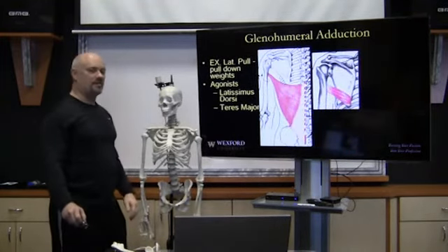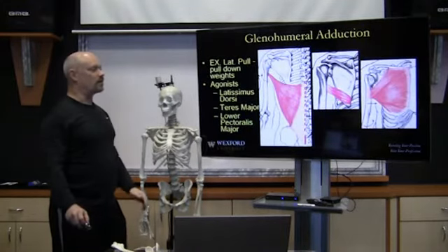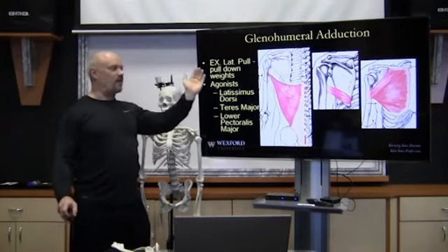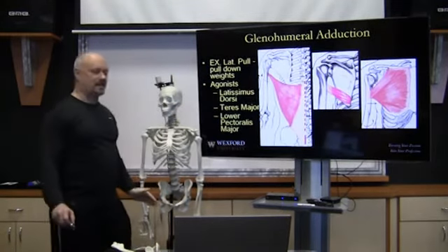Teres major does the same thing. And the lower pecs will be working there too, because as you go up this way, as you're pulling down, those lower fibers are going to be lengthened, and it's going to help assist in adducting the arm.